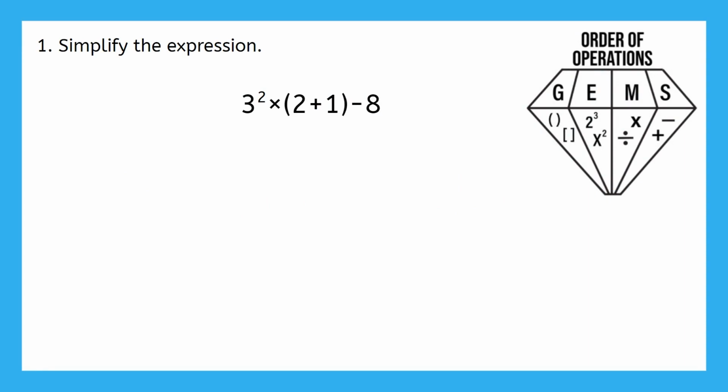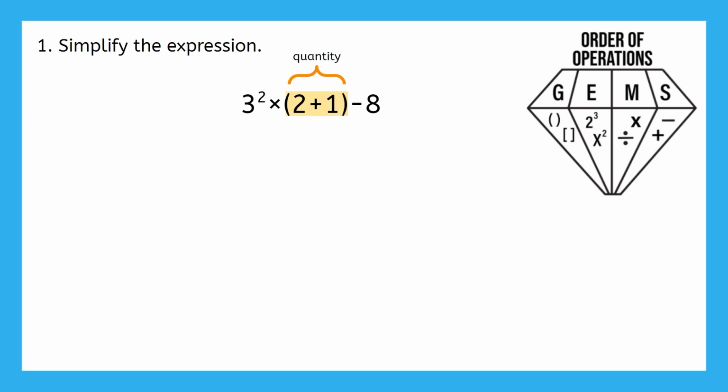In math, the term simplify means to change a complex expression into a more simple form. So let's simplify the expression 3 squared times the quantity of 2 plus 1 minus 8. Whenever we read expressions with grouping symbols, we use terms like quantity or the result of to emphasize that the groupings should be performed first. Following GEMS in the order of operations, we should always start by looking for groupings, like this one.